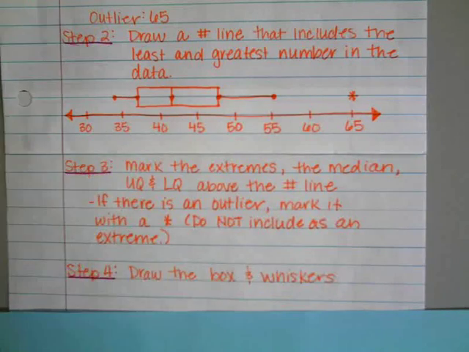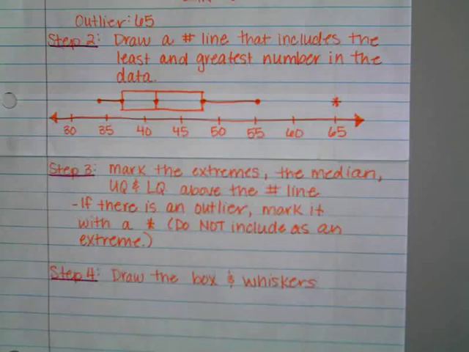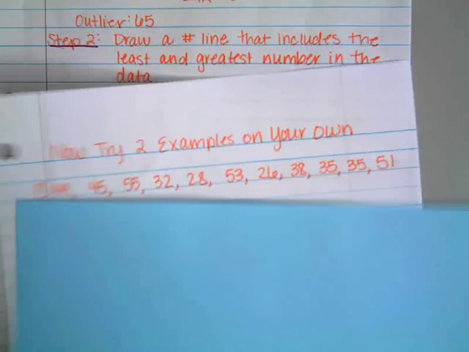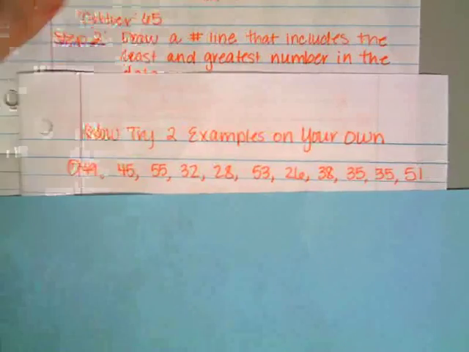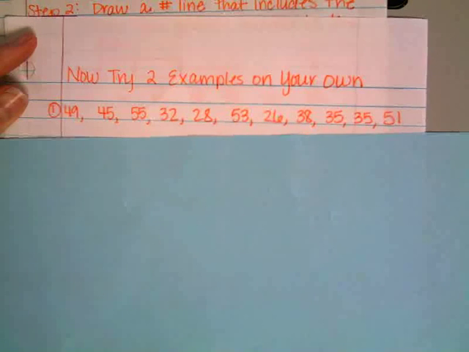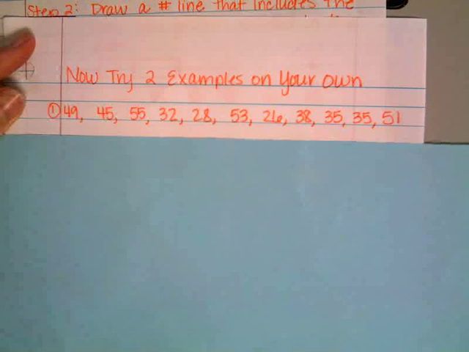Now let's try an example on your own. These are your set of data points. Construct a box and whisker plot from these data points.